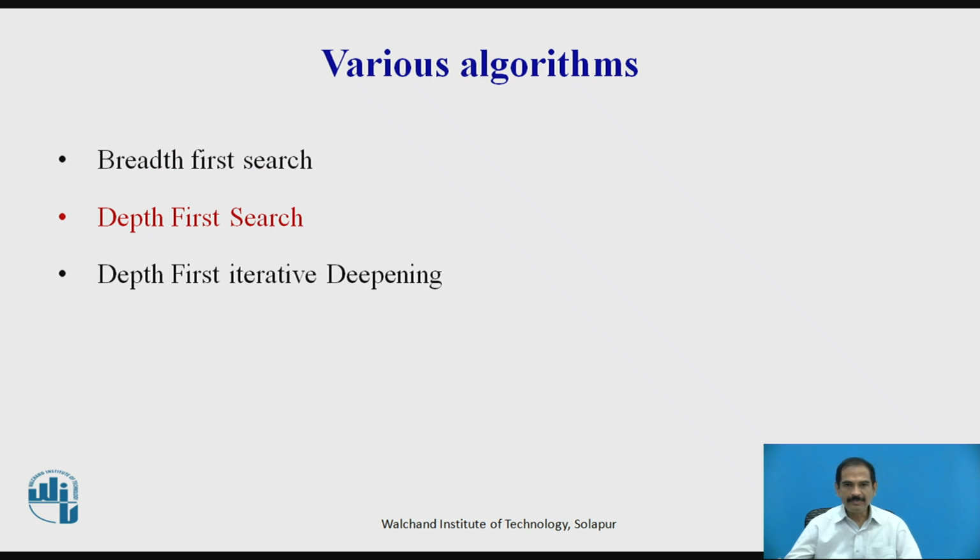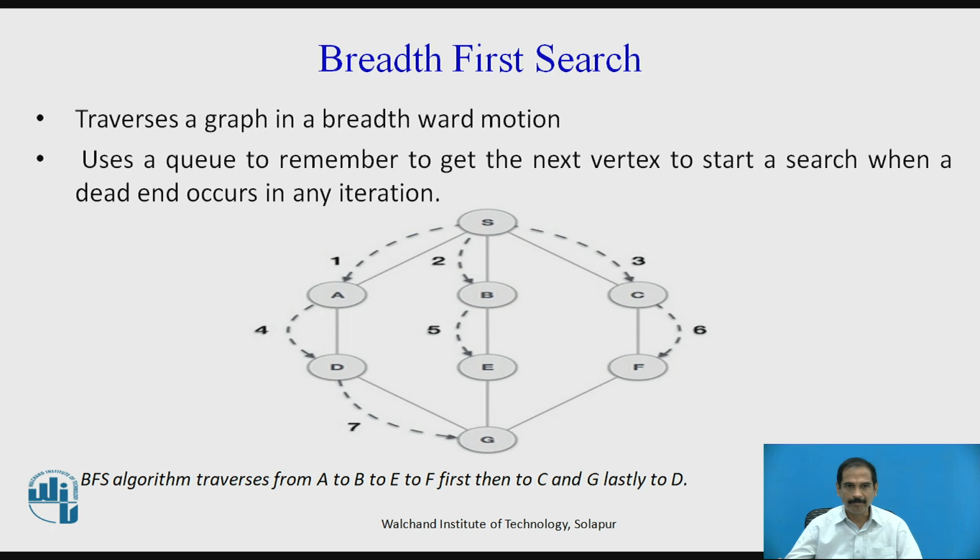The various algorithms involved with uninformed search, or what we call the methods where we search when information is not available or informed to the user of the system in advance. We have three algorithms: breadth first search, depth first search, and depth first iterative deepening algorithm.